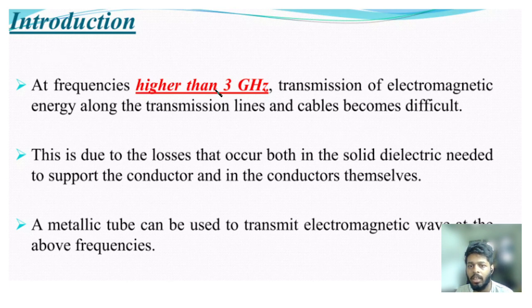At frequencies higher than 3 GHz, transmission of electromagnetic energy along transmission lines and cables becomes difficult. This is due to the losses that occur both in the solid dielectric needed to support the conductor and in the conductors themselves. A metallic tube can be used to transmit an electromagnetic wave at the above frequencies.